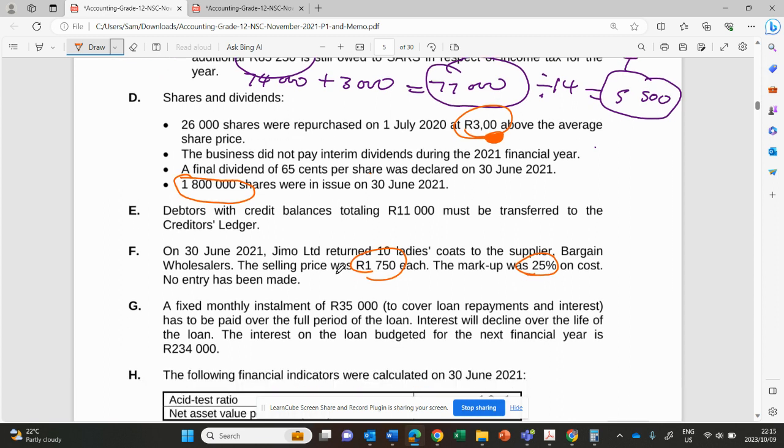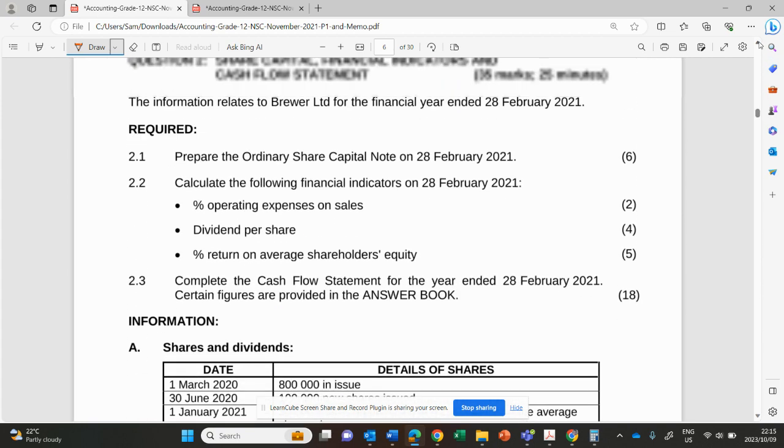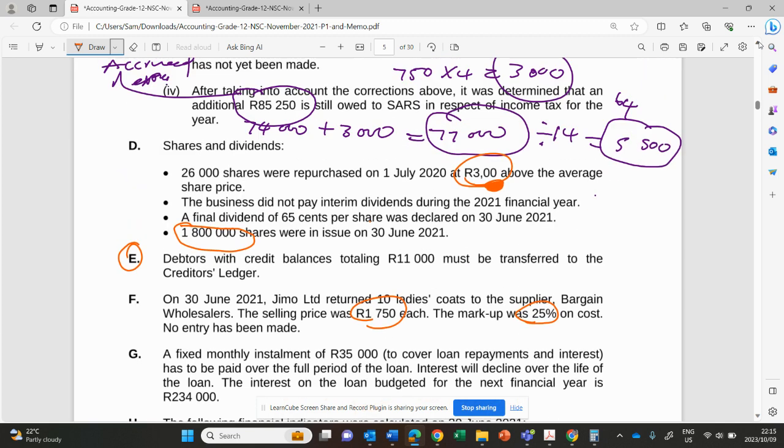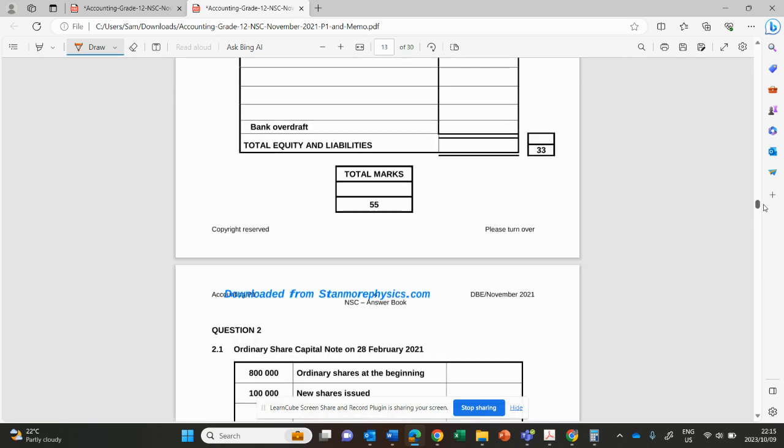So I think all is done. The only thing that is left is number E. They are talking about the debtor with the credit balance of 11,000 that must be transferred to the creditors' ledger. So I'm gonna show you the effect now, on how to balance this. So now it's a T account like this. It's a debtor with the credit balance.